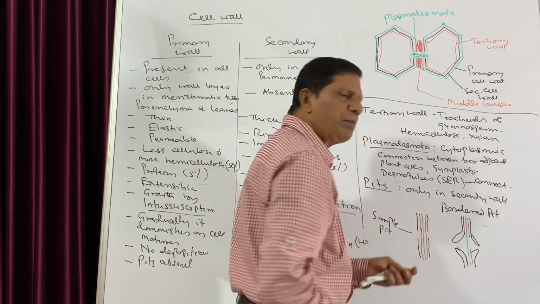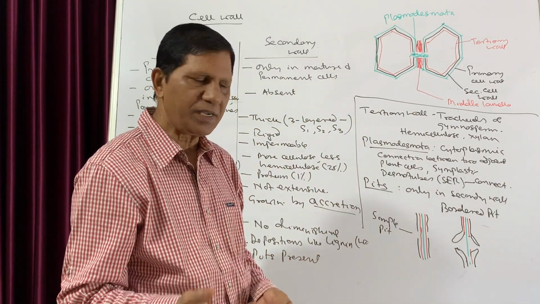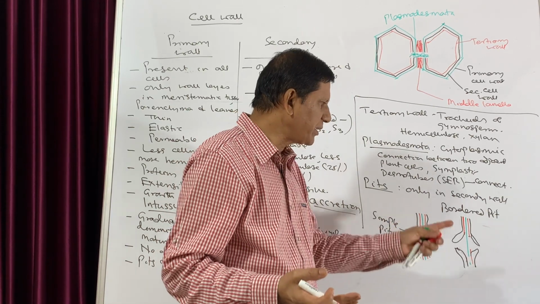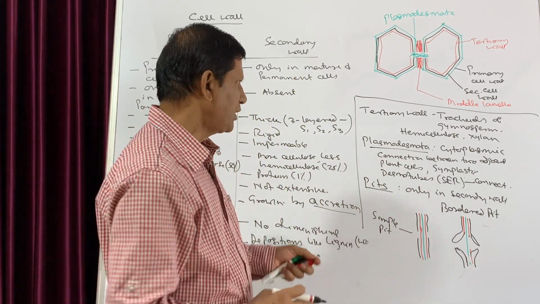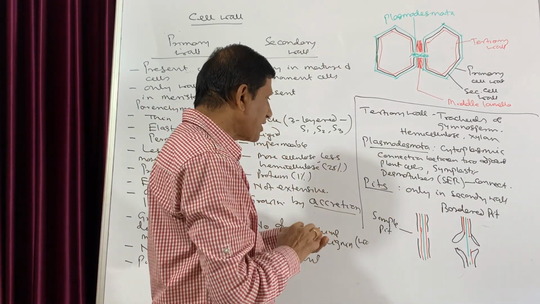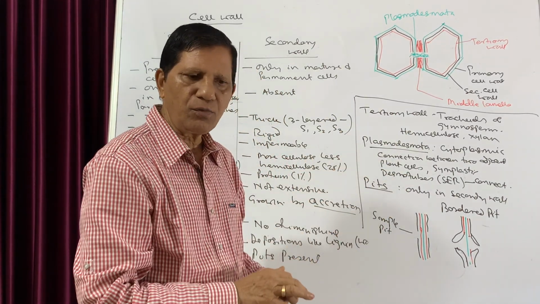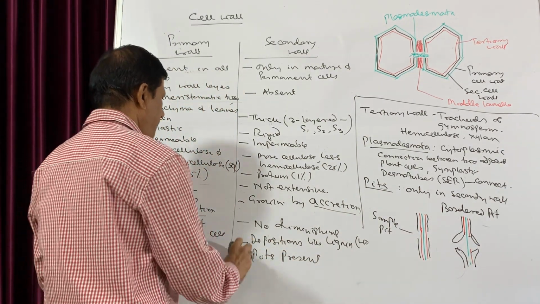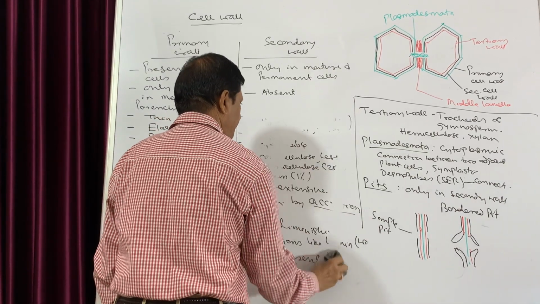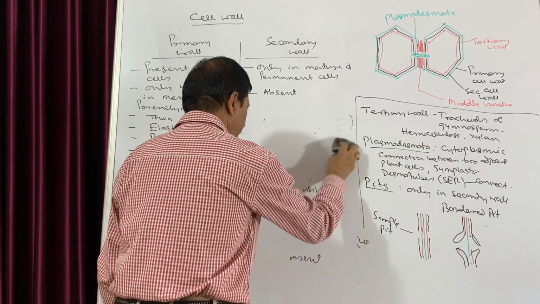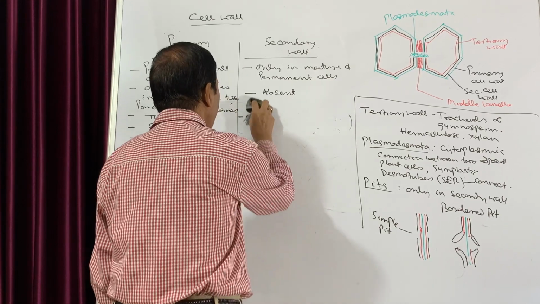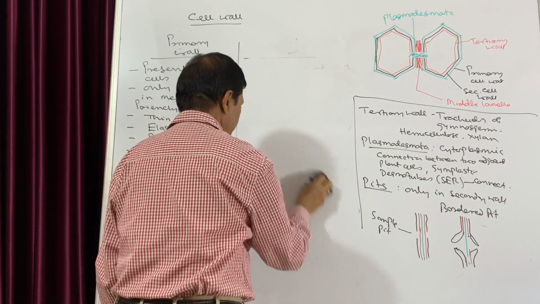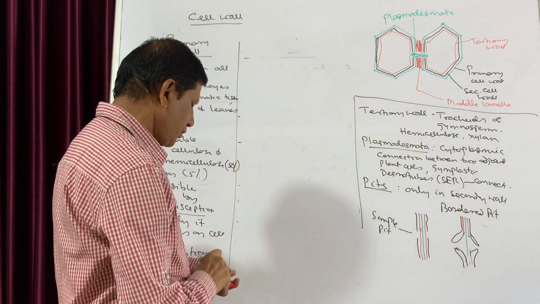Usually these bordered pits are present in tracheids and vessels, while the simple pits are present in simple tissues. So these are present only in the cell walls. So this is about the different parts of this cell wall. Now we have to discuss the different functions. The functions are also very important.